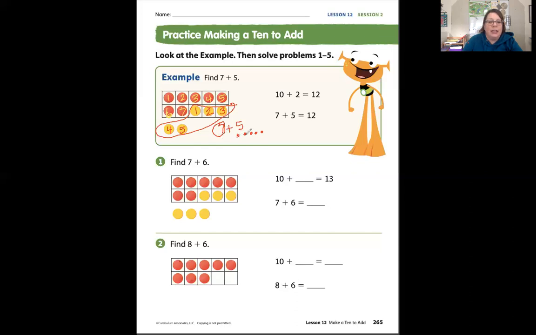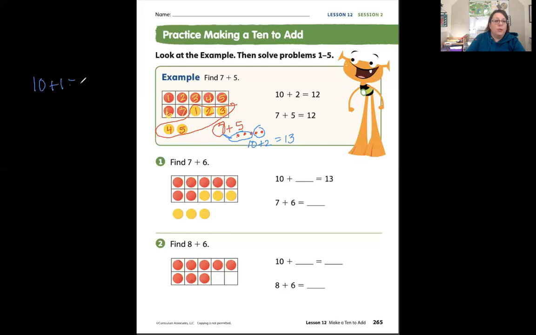7, 8, 9, 10. I only need 3 more to get to 10, right? So 7 and 3 is 10. And then how many are left? Plus 2. So 10 plus 2 equals 13. Let's go over here, and if you have your whiteboard, you can write this with me. This will help you remember how to add to teen numbers, right?